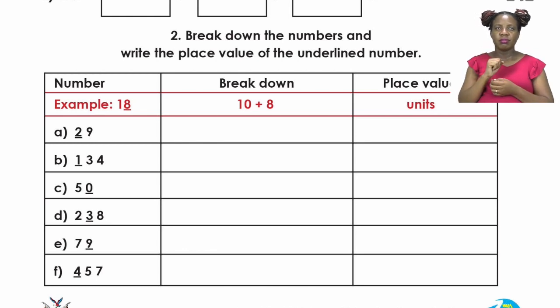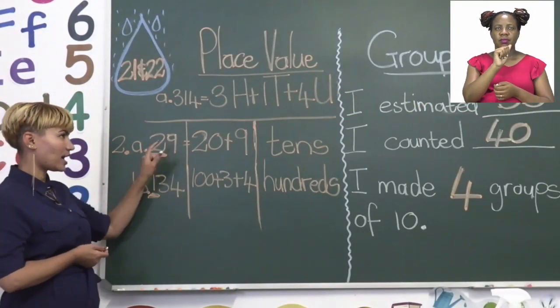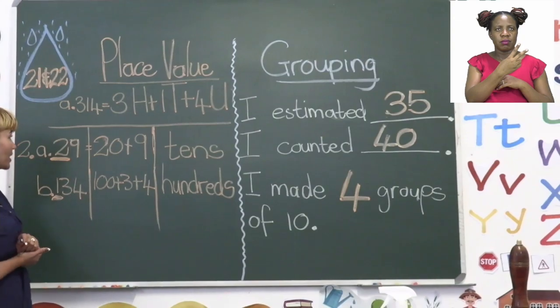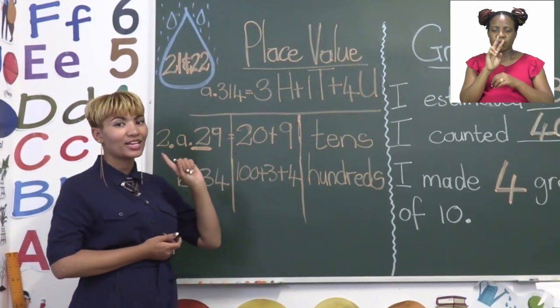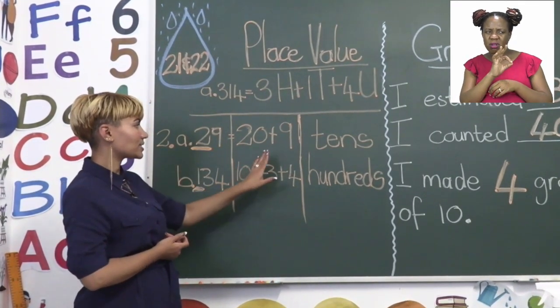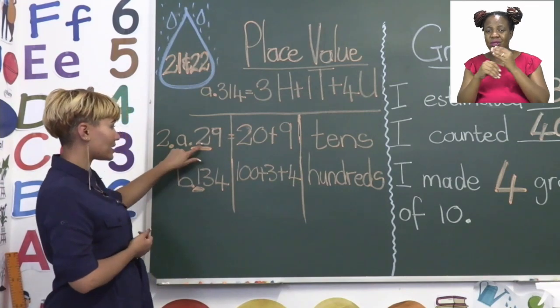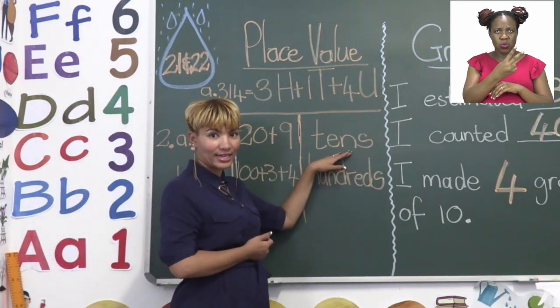Now let's quickly try the first activity number together, that is A. Now on the board I did A and B, so we are quickly going to look at A. Now the number for A is 29 and the underlined number for A is 2. Now let's first break it down. If we have 29, then we need to break it up in tens and units. So we will have 20 plus 9 units. And if we have to find the place value of the underlined number, which is the 2, which is 20, then the place value will be tens.